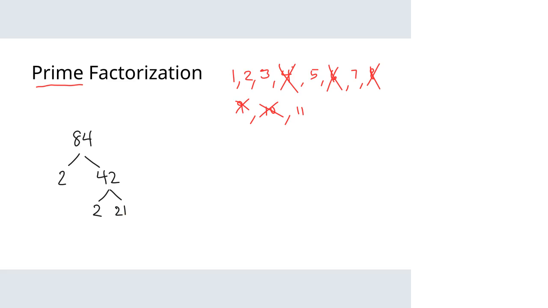And once I get a prime number at the end of one of these paths, then I stop breaking it down. I can't break down 2 any further. So I know I'm at the end of that line.